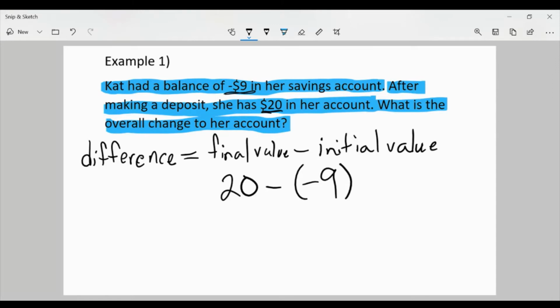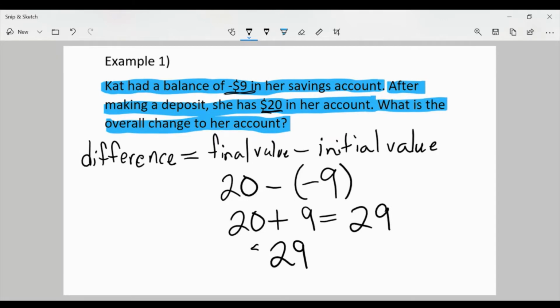All right, now we want to find the difference. And remember, we talked about adding the opposite, right? So I want to add the opposite of negative 9, which is a positive 9. So what is 20 plus 9? Just 29, right? So that means Kat had a difference of $29 in her account. That was the overall change.